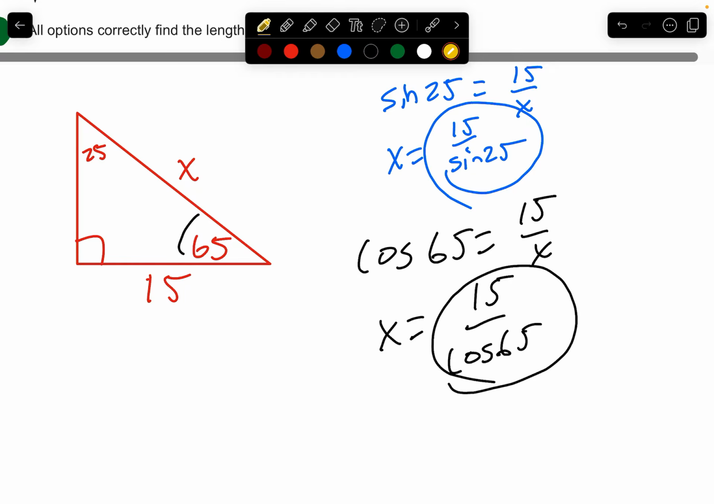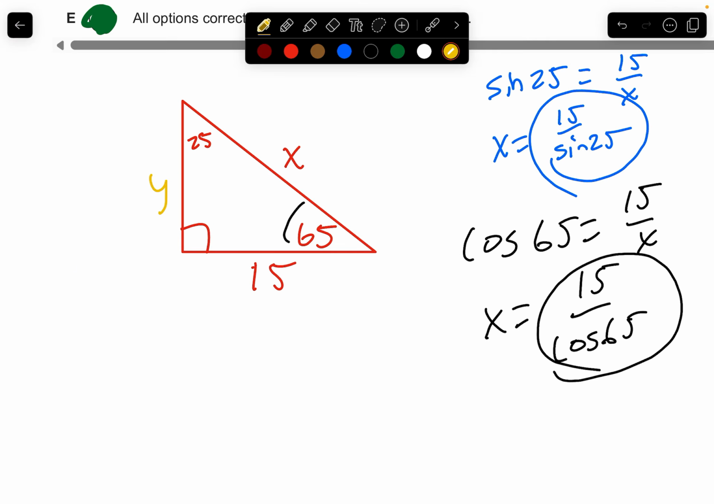A third version would involve us finding this side. I'm going to call it y. So I could find y using the 25. I'll switch colors just for y'all. There we go, we'll use that. So I could say the tangent of 25 equals 15 over y. If y is down low, they switch places, you know. So that'd be 15 over tangent 25. Now that's how long this side is.